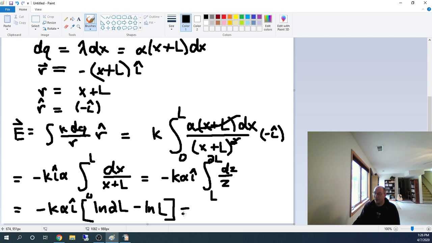And remember that the difference between two logs is the logarithm of the ratio of the two arguments. So when I take this difference, this is the natural log of 2L over L, which you can cancel out the L's. So this ends up being negative k alpha I hat, and then it's the natural log of 2. And there's my answer. That's it. Done and done.